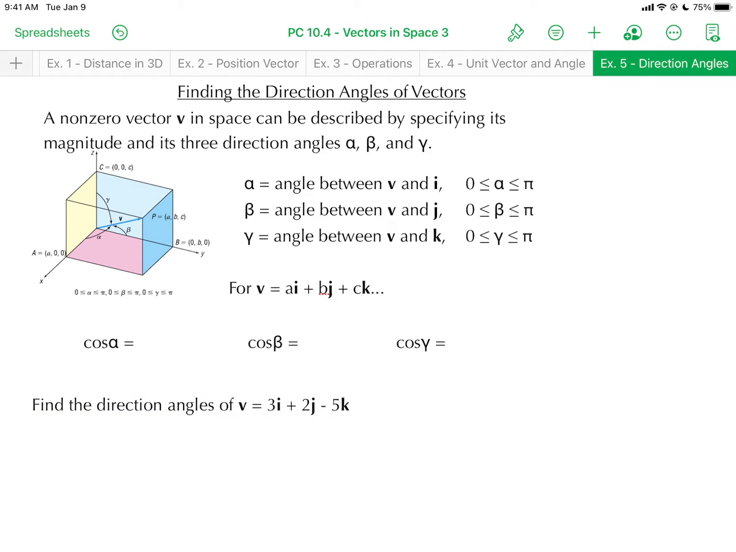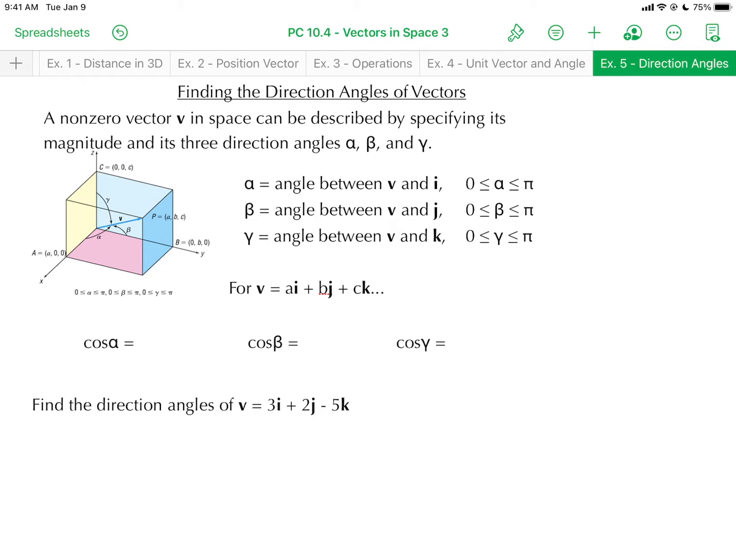Directly talk about with our 2D vectors. So we're going to ask you to find what are referred to as direction angles of a vector. Every vector in space has 3 direction angles associated with it. Direction angles are the angle between the vector itself and one of the 3 axes. Okay? So let's say we're working with vector v here.